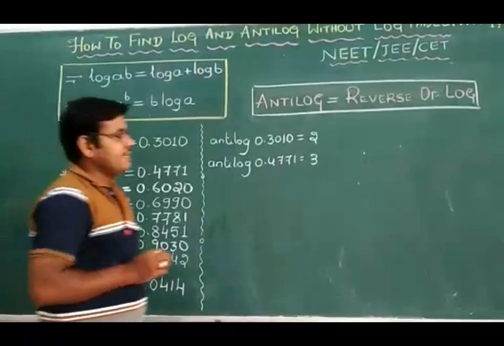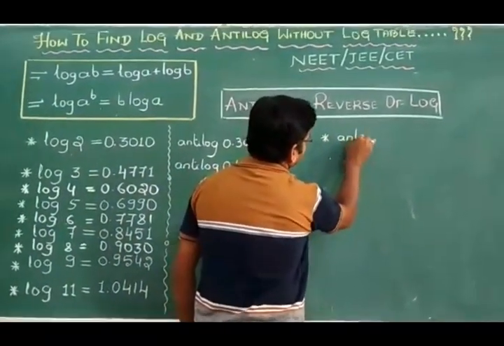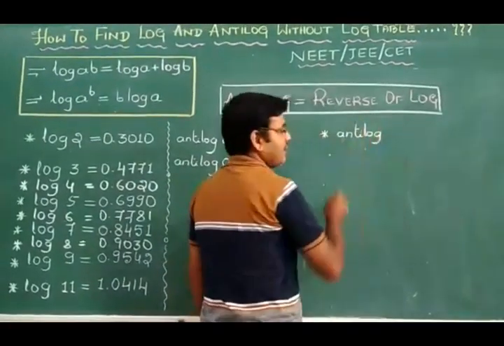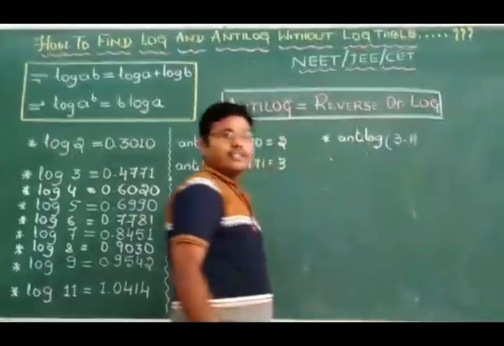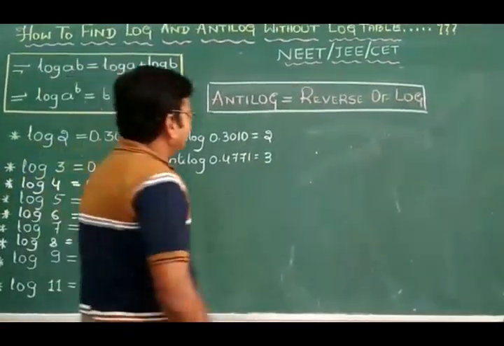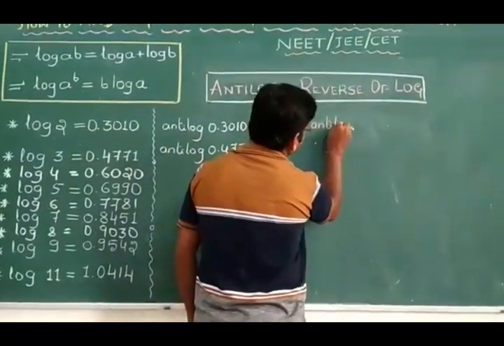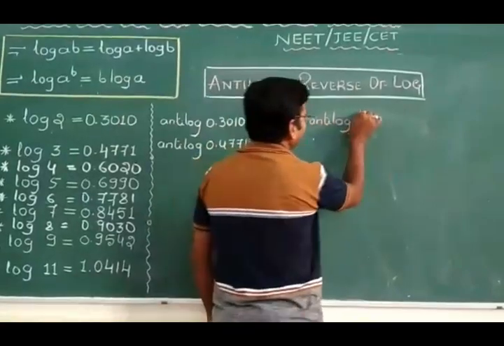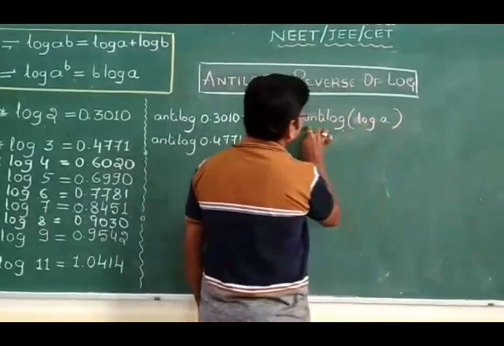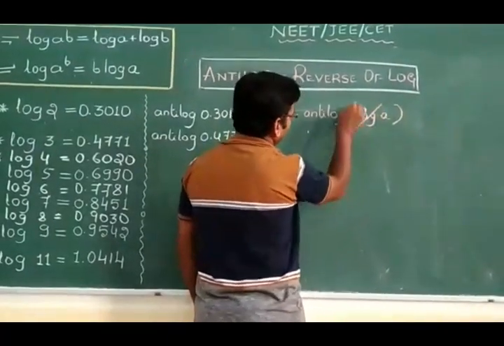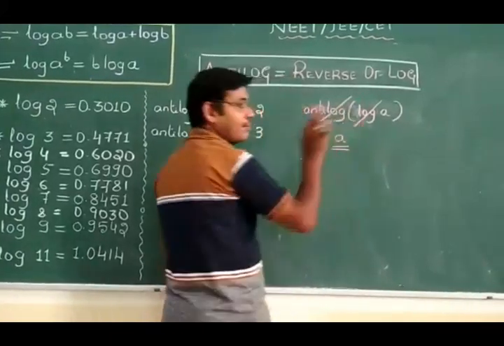Now let us take an example. One more very important hint, please remember this hint: anti-log of log A. Log and anti-log get cancelled, so the answer is A. Please remember this hint.